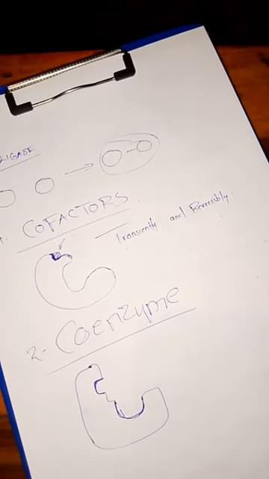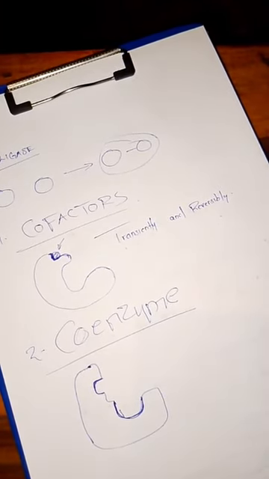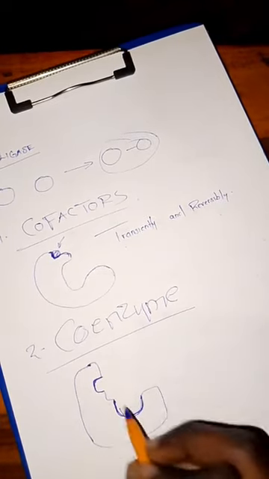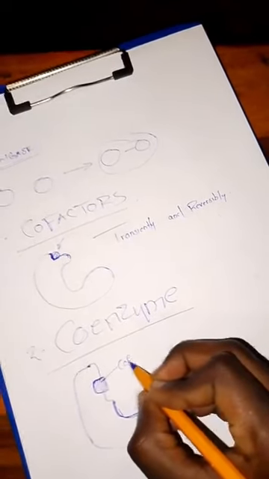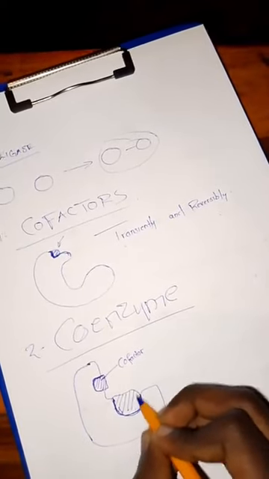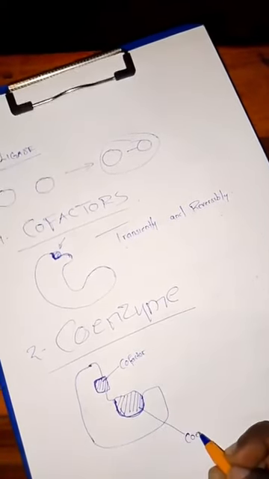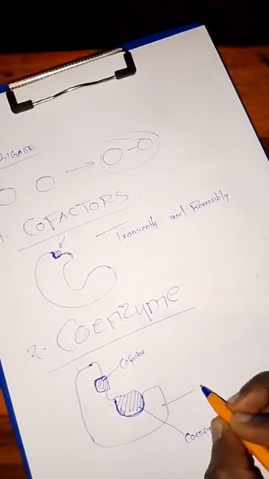The active site will attract the binding of the coenzyme, which in other terms we call a substrate. At this point we have the binding of a cofactor, and at this other site we have the binding of the coenzyme. Then this is the enzyme.